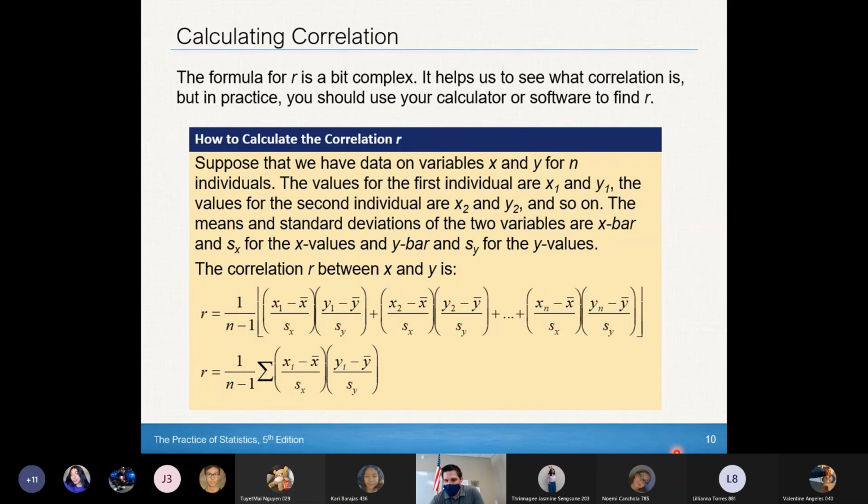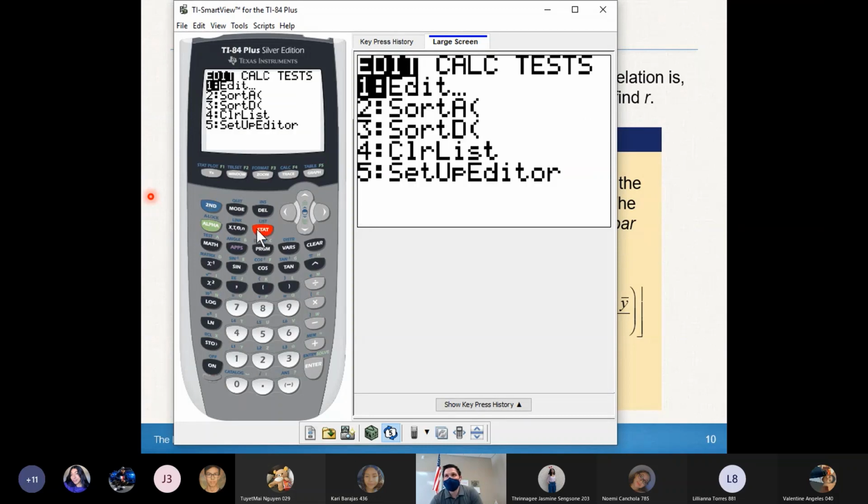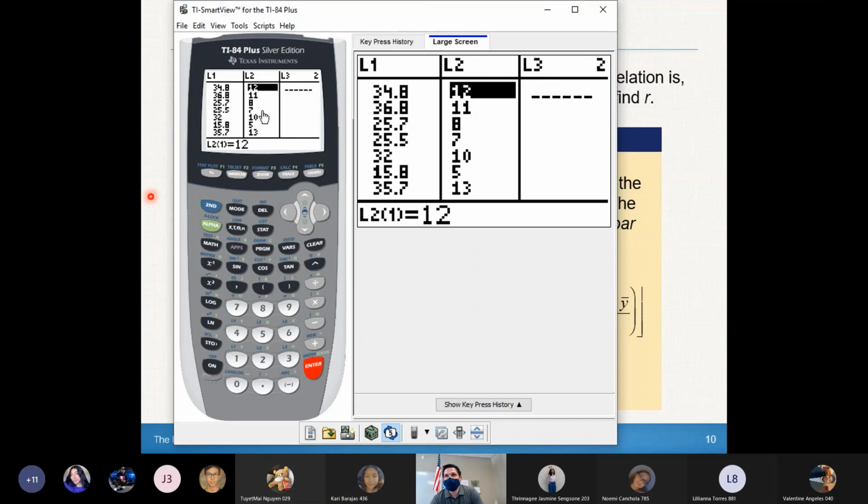Your calculator will find this for you. Please don't try to do this by hand. That will take a long time. There's several ways to get this on your calculator. Once you have input your values for X, your explanatory variable, and your response variable in your calculator, which you can do by going to Stat, edit your list. I've already got values in here for L1 and L2 based on the football scores example that we previously talked about.